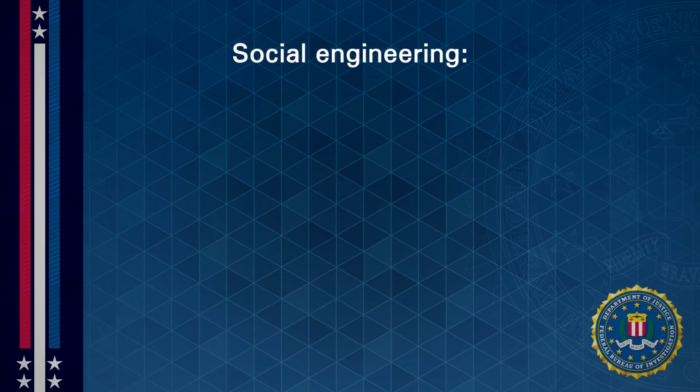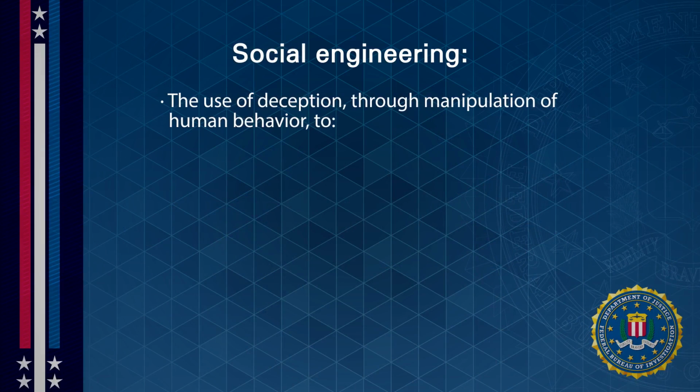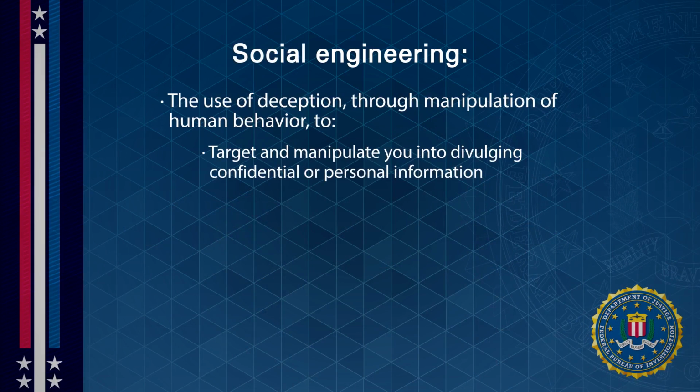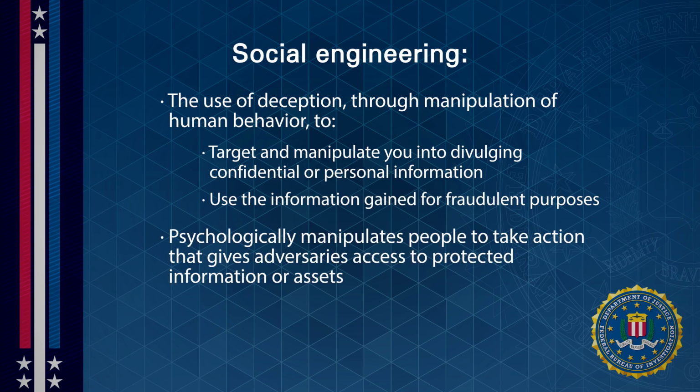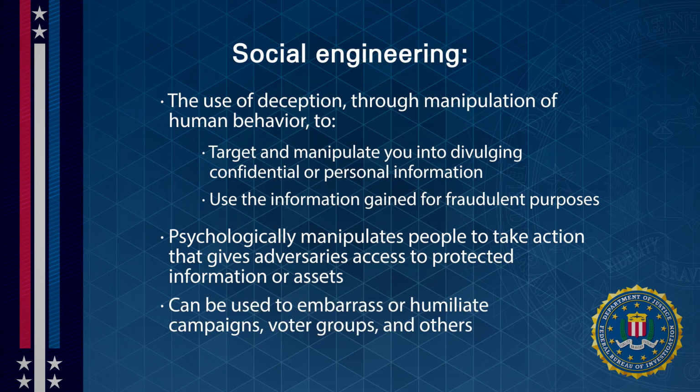Social engineering is the use of deception through manipulation of human behavior to target and manipulate you into divulging confidential or personal information and using it for fraudulent purposes. In the context of information security, social engineering might also mean psychologically manipulating people to take action to inadvertently give adversaries access to protected information or assets. Social engineering can also be used to embarrass and humiliate campaigns, voter groups, and others.